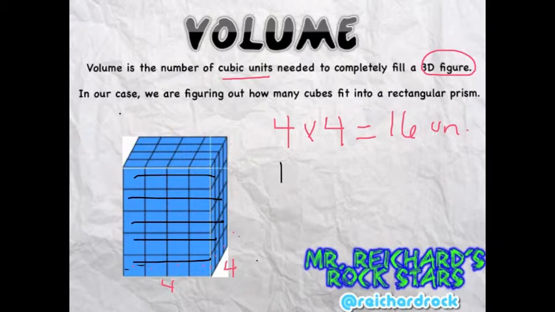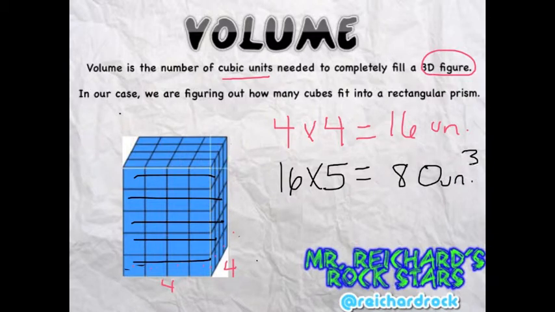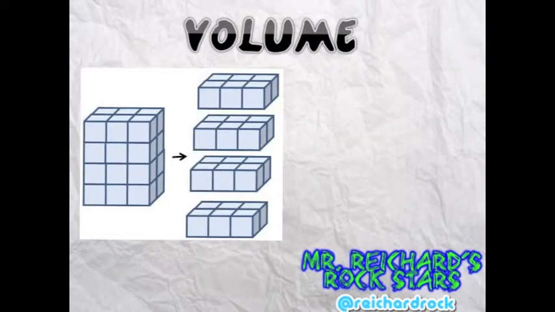So let's give it a try. 16 times 5 would come out to be what, guys? 6 times 5 would be 30. Regroup the 3, that would be 80 units. And I always want to say cubed. 80 units cubed. It's cubed because we're literally counting how many cubes are fitting into this 3D figure. Let me give you another to make some more sense.